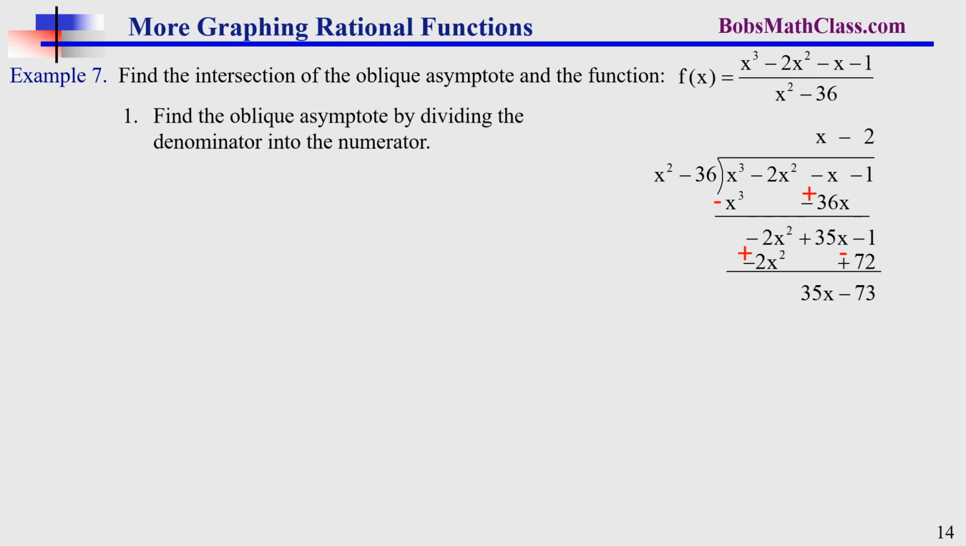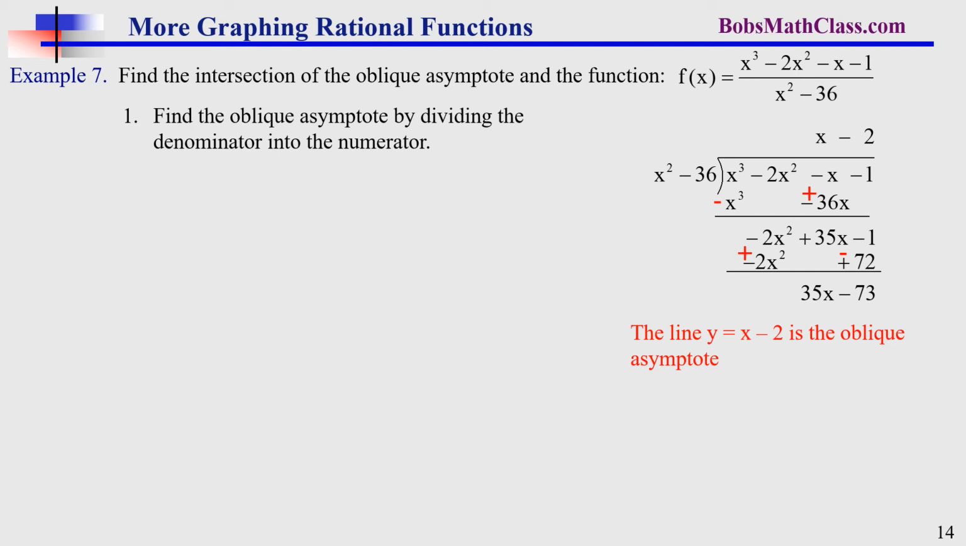And we can't go any further because we have a 35x over x squared. We can't divide that. All right, and that's our remainder, but what are we going to do with the remainder? Right, get rid of it. So we now have our oblique asymptote, y equals x minus 2. Wow, that was a lot of work just to find the oblique asymptote.